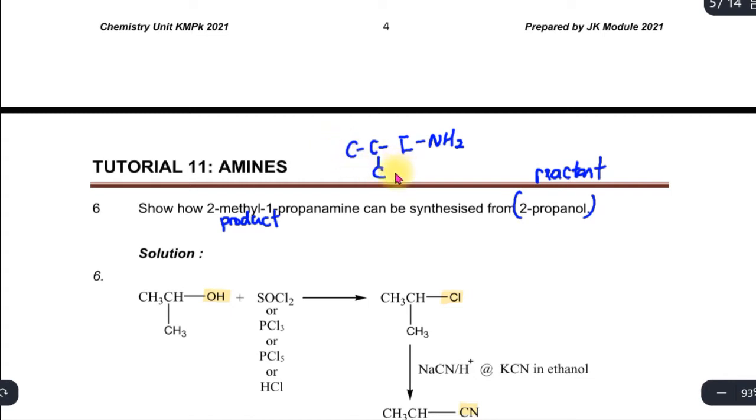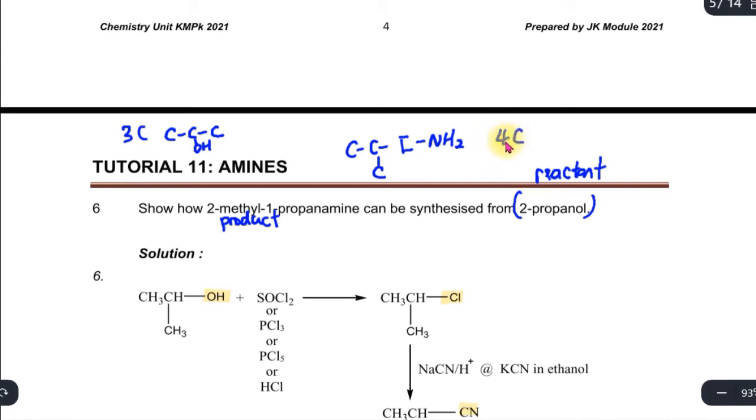This is the simple version first; later we have to complete the hydrogen atoms. And then from 2-propanol: 1, 2, 3, and there's an alcohol at the secondary carbon, so this is a secondary alcohol. If you notice, here is a 3 carbon compound and here a 4 carbon compound.